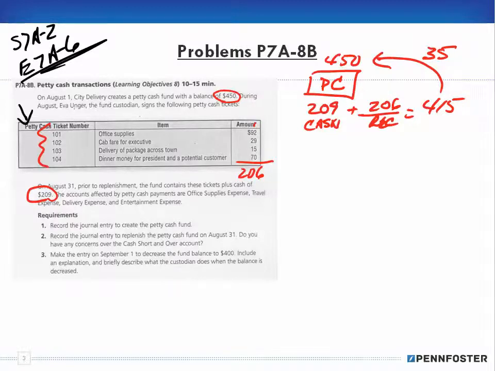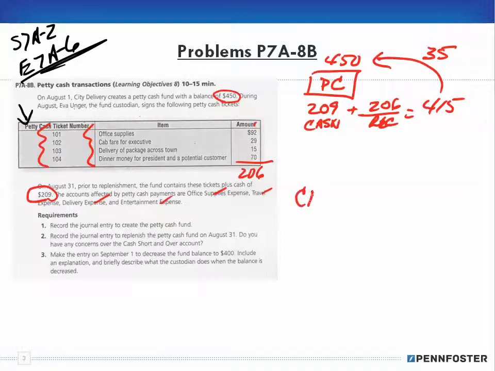Okay, so if you work through that one or you watch that video, you're seeing the exact same thing happen here. The only difference being is that in that video, it told you immediately what the expense accounts were. But here, you're being told what the item is, okay? And you actually have to say, okay, for my office supplies, I'm going to use the office supplies expense account. Cab fare for executive, okay, well, the account that they're using is the travel expense. Delivery of package across town, all right, they're using delivery expense. And dinner money for president and potential customer, entertainment expense.